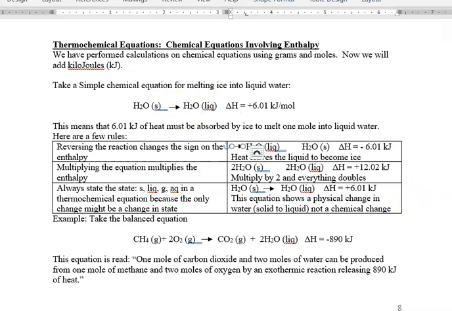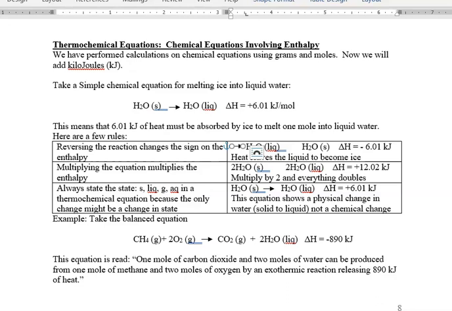Okay, and the third one in that table there is always state the state. You've got to tell whether it's a solid, liquid, or a gas, or aqueous in a thermochemical equation, because the only change might be the change of state, like the example up above with liquid water and solid water. The only change was a change of state.